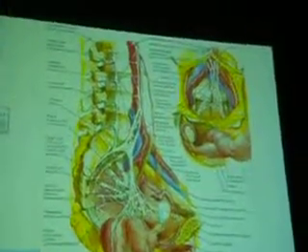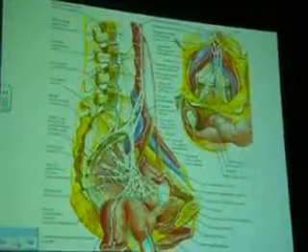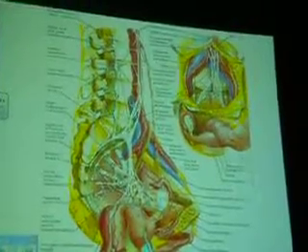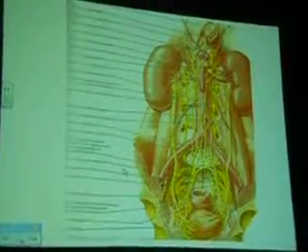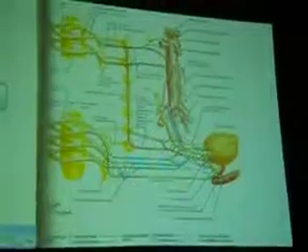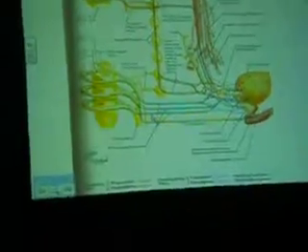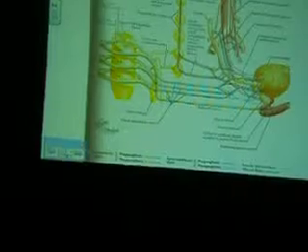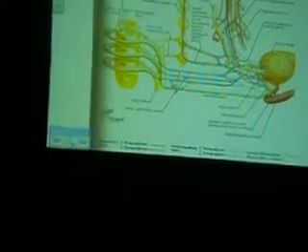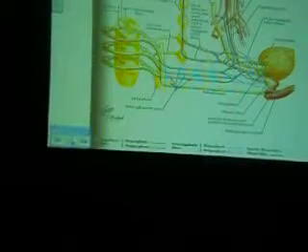Also from the motor body of S2, 3, 4, the Onuf's nucleus goes to the external sphincter, which is the important sphincter for your bladder control. Similarly, when the bladder fills normally, at first you don't feel any sensation from the bladder, but as it fills up to about 300 ml, we get the urge to go and pee.